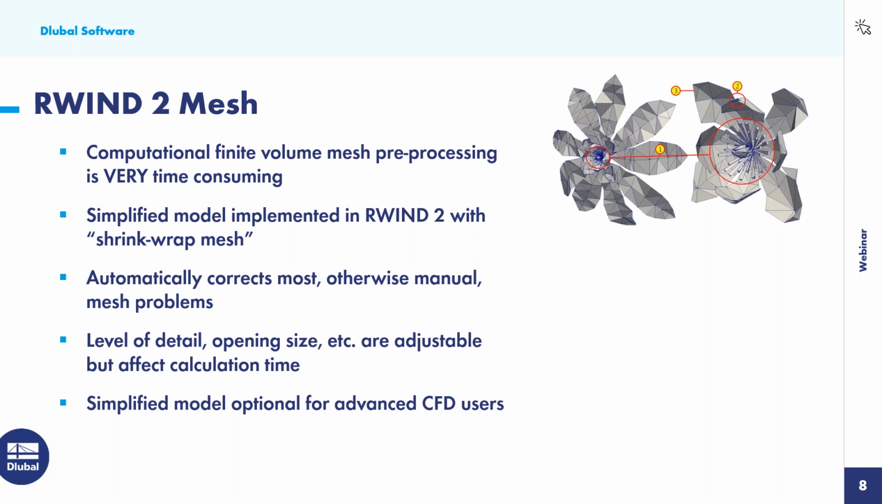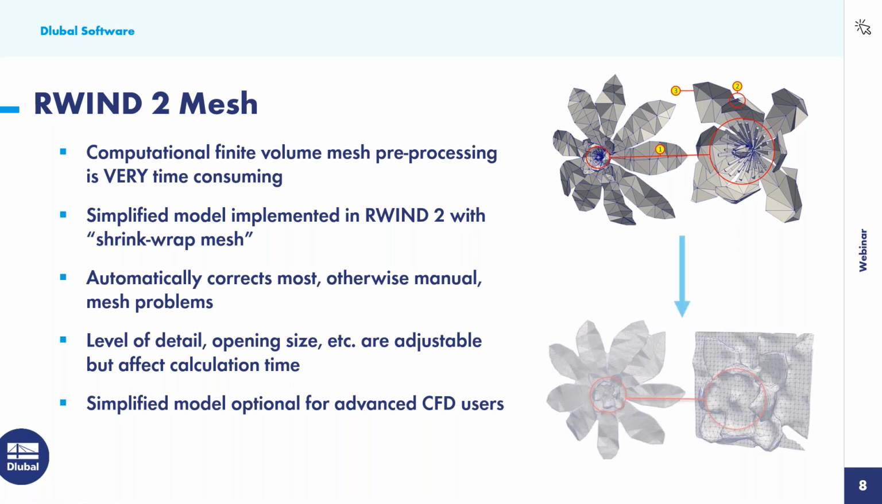So if we take a look at the example over on the right, we have a flower. And at the center of the flower, we have zoomed in here on the right-hand side, there's quite a bit of detail going on. So you could imagine if we had to place this mesh over our structure to take into consideration all of this detail, it would be very time consuming. Not to mention we need to take care of open edges or overlapping triangles. So what RWIND will do is to automatically correct all of these issues for us.